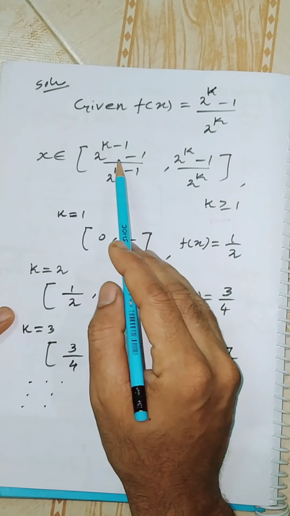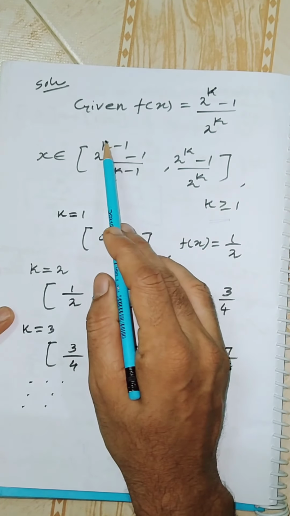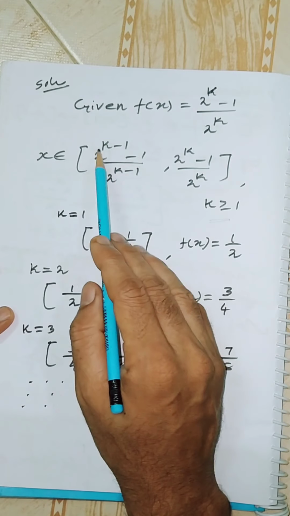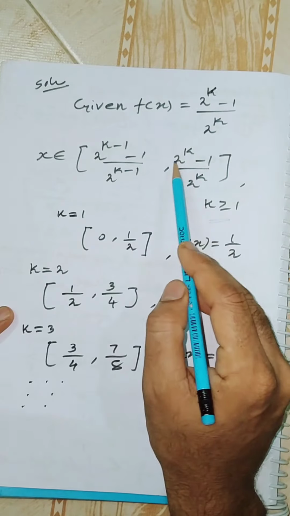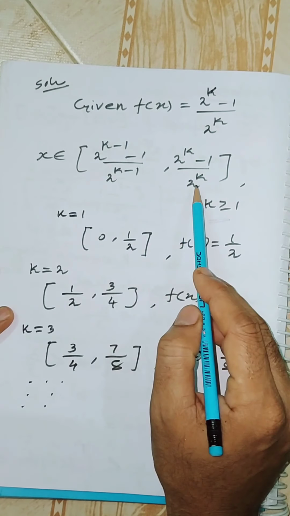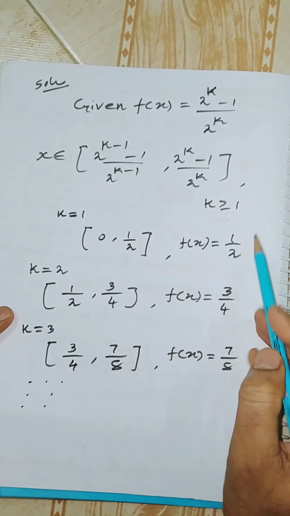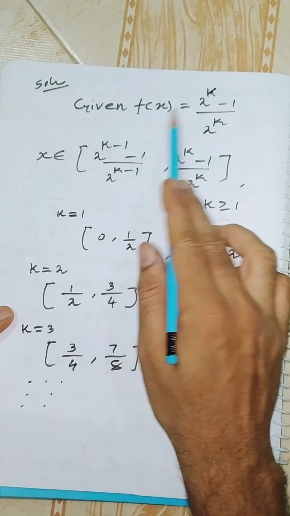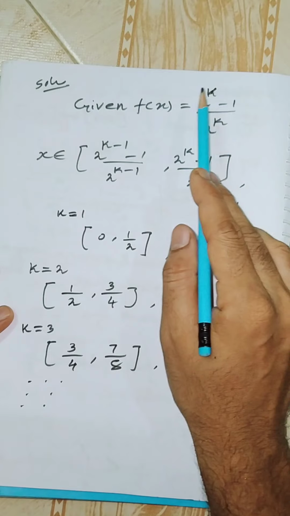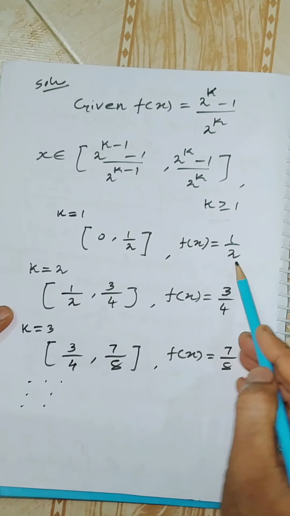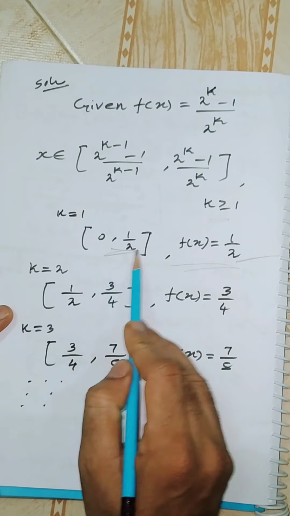So substitute here in this interval: 2 power 1 minus 1, that is 2 power 0, which is 1, and 1 minus 1, so 0. Here 2 power 1, that is 2, 2 minus 1 is 1, so 1 by 2 power 1, that is 1 by 2, am I right? What about the function? In this function, for k value 1, 2 power 2 minus 1, 1 divided by 2. So f of x corresponds to the closed interval.